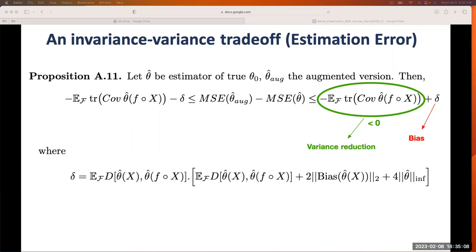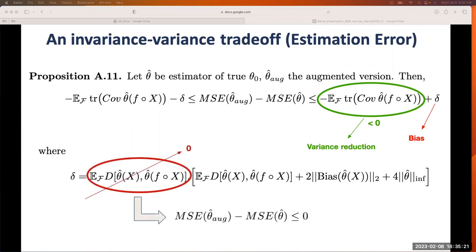Again, it depends on this distance or divergence capital D between the original and the augmented version of the data under the applied transformation F. Again, when this distance goes to zero, we can show that the difference of the mean squared error is negative, which means that the mean squared error of this augmented version is actually less than that of the original distribution. So this is a perfect example that demonstrates that learning is nothing more than minimizing distances in the primary space.